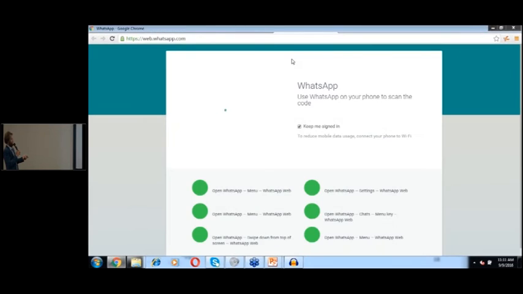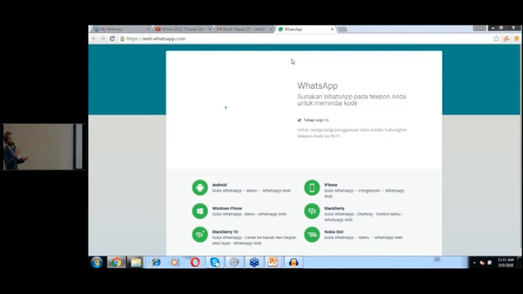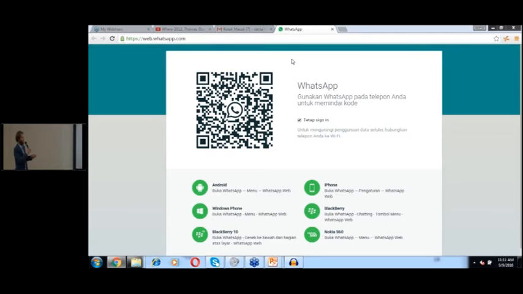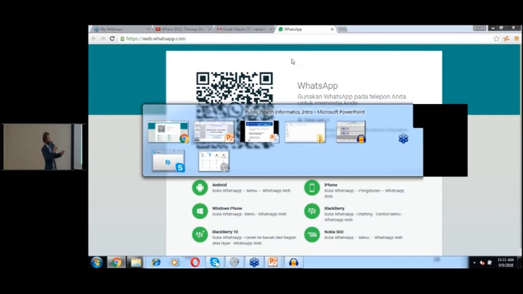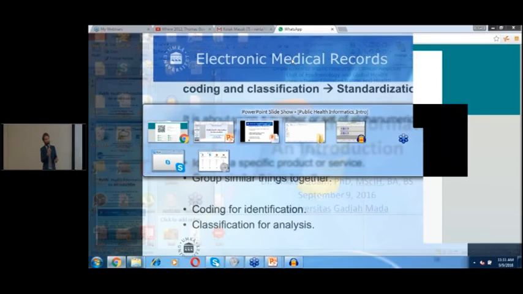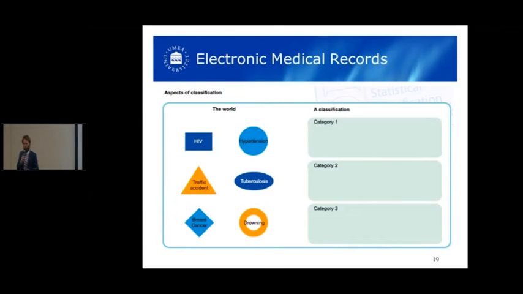Here's an example from one of Lutfan's lectures. You have these 6 conditions, and you need to classify them. Let's say HIV is category 1. What else would be category 1 if HIV is category 1? What's similar to HIV in this case? Tuberculosis. Okay, why?